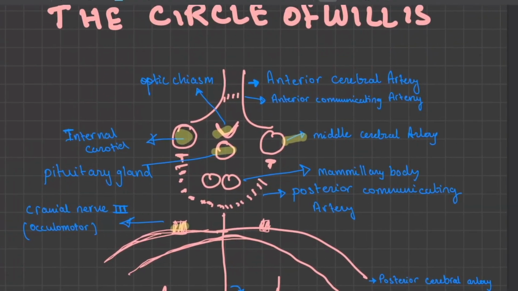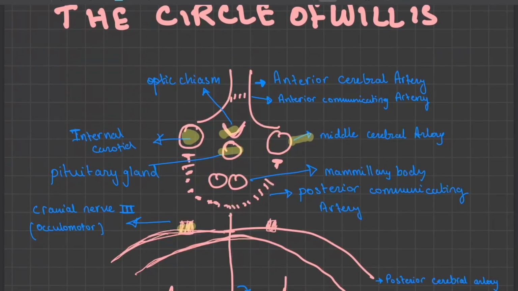Okay, let's get started. So what exactly is the Circle of Willis? The Circle of Willis is a critical arterial structure located at the base of the brain. It is a circular network of interconnected arteries that provides collateral blood flow to the brain, ensuring adequate perfusion even if one of the main arteries becomes occluded or narrow.